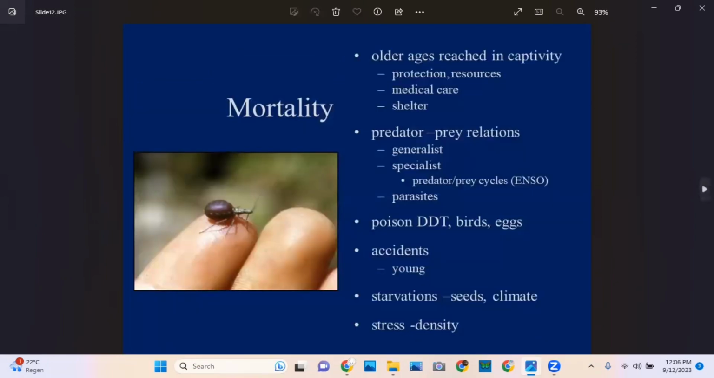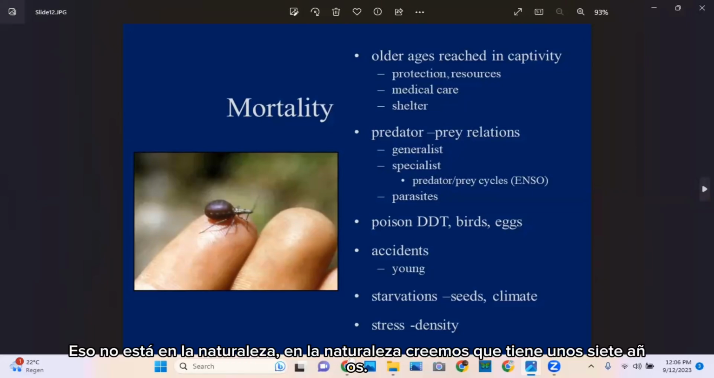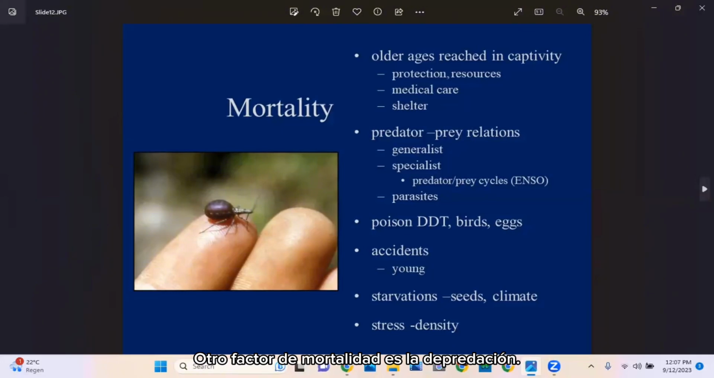Mortality. Older ages are reached in captivity because you have protection. The animals have the resources they need. They have water, food, medical care, and shelter. This stuff is not guaranteed out in the wild. So you'll see older chinchillas living between 20 and 30 years old in captivity. That's not in the wild. In the wild, we think it's about 7 years. Another mortality factor is predation, and the predator and prey relationship.